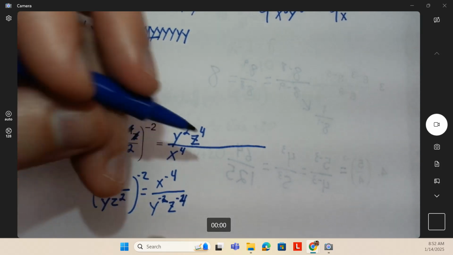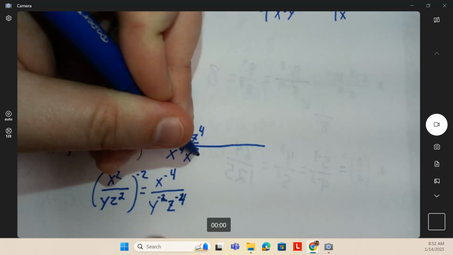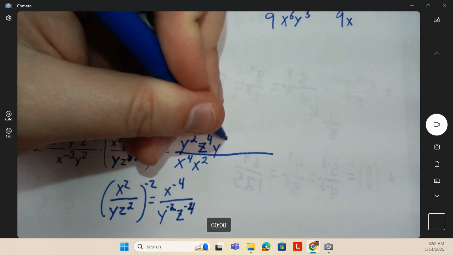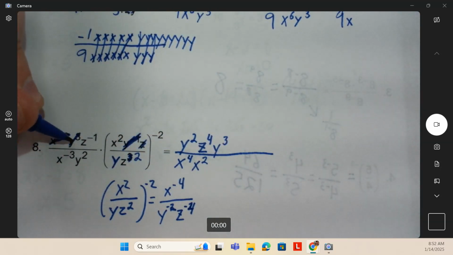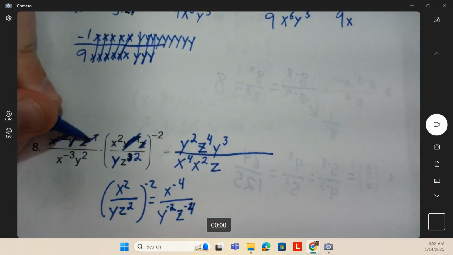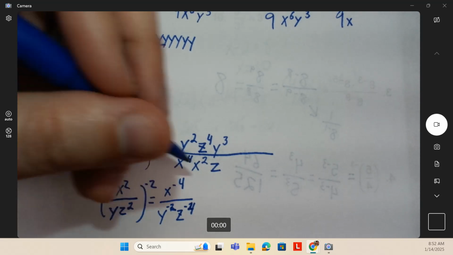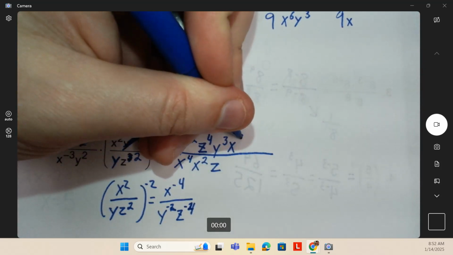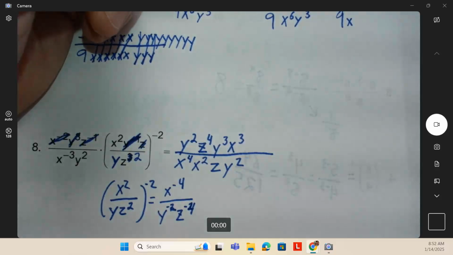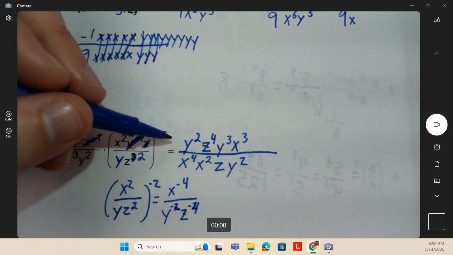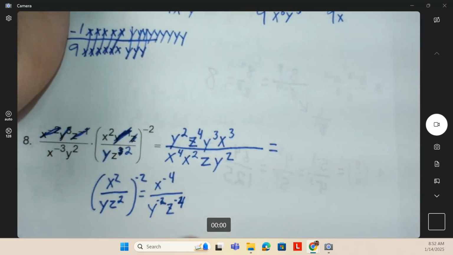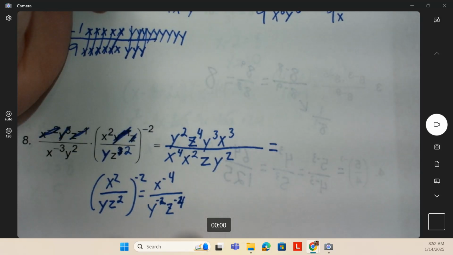So x to the negative 2 goes to the bottom and becomes positive. Y cubed stays up at the top. And z to the negative 1 goes to the bottom and becomes positive. Then x to the negative 3 goes to the top and becomes positive. And y squared gets to stay at the bottom. So I've got everything now in the place where it should be. And all I'll do is combine and then cancel out if I can.